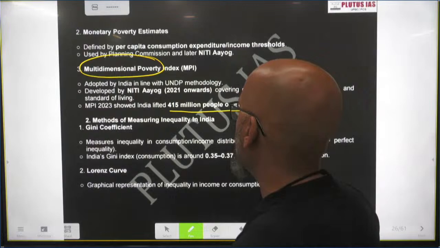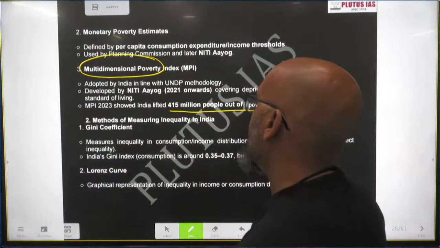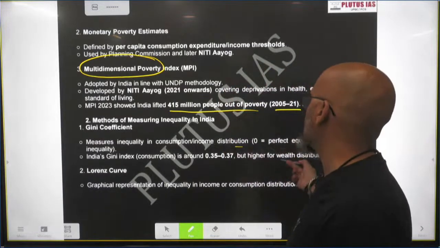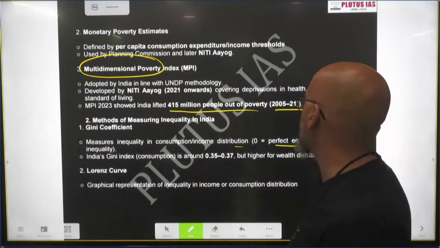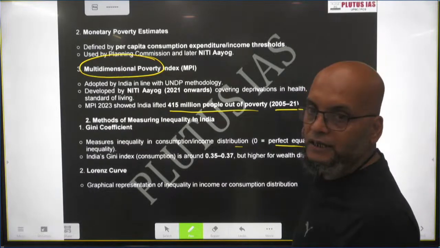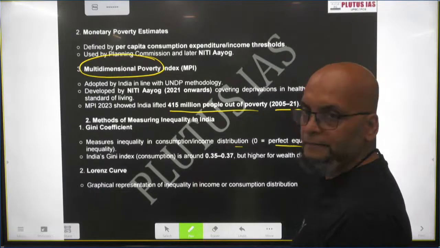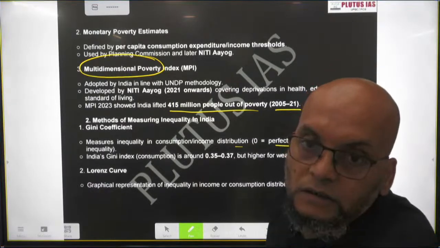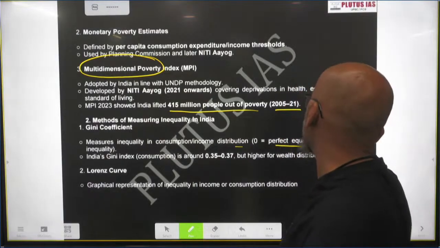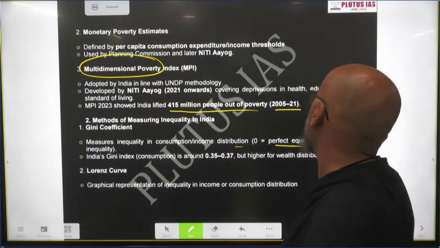Methods of measuring inequality in India. The most famous is the Gini coefficient. It measures inequality in consumption or income distribution. Zero means perfect equality. There is a Gini line, this is the line, the perfect line, and this is showing the inequality. And there is a formula also to measure it. This curve is drawn.